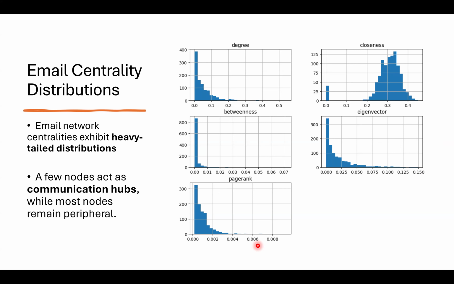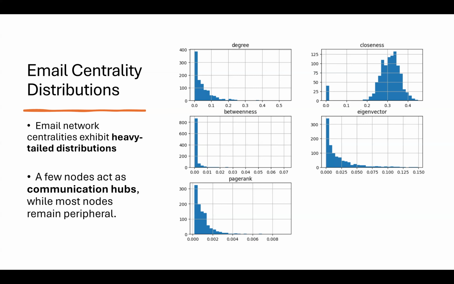And that indicates the presence of highly influential nodes or hubs in the network. These nodes either have many connections, lie on many shortest communication paths, or are connected to other important nodes. Such patterns are typical in social and communication networks, where a few individuals play a central role in information flow.